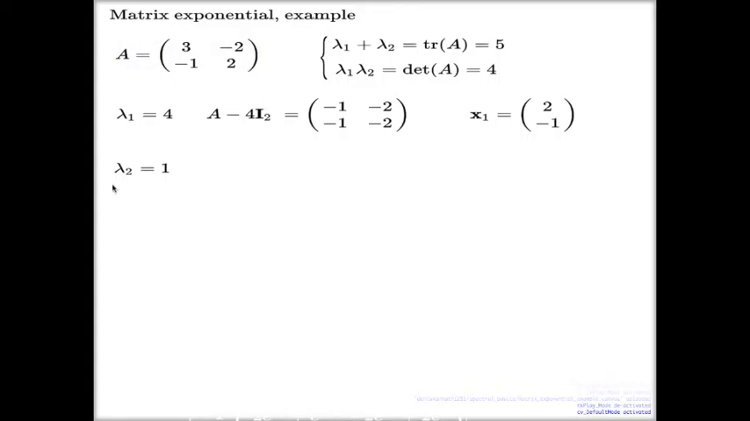Similar analysis for the second eigenvalue, 1. Now this time I take the matrix A minus the identity of size 2. I subtract 1 from 3 and 1 from 2, so it's a 2 and 1. Again, you need to find a vector in the null space of this matrix. For a matrix of size 2 times 2, it's very easy guessing. That's my guess, 1 and 1. It's a good choice. So the spectral analysis is fully complete.